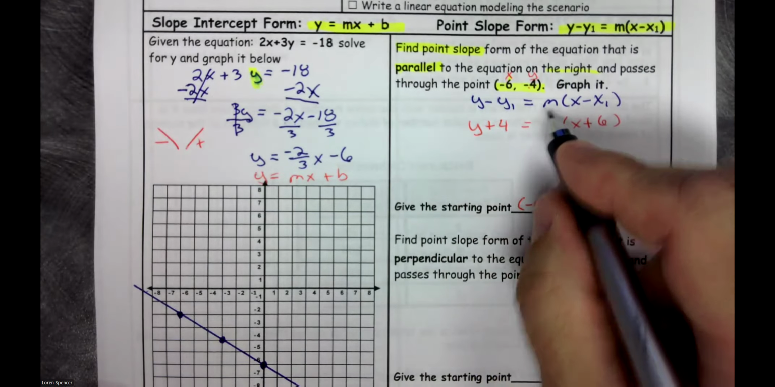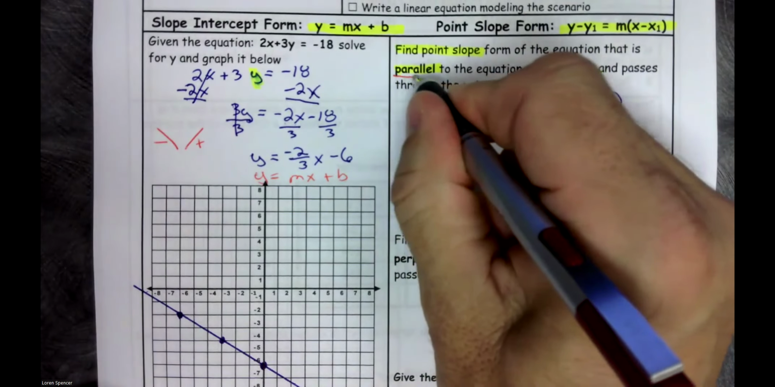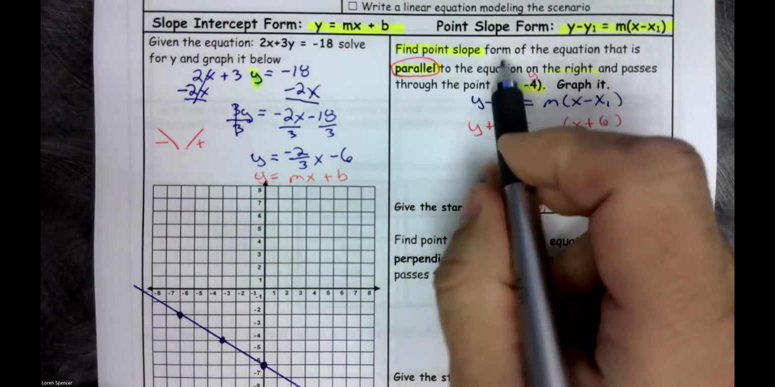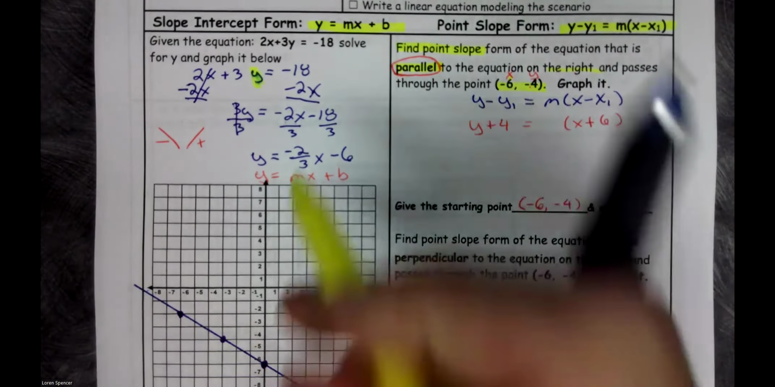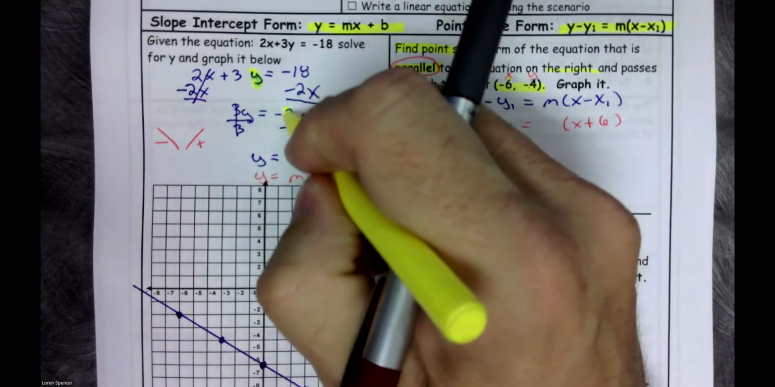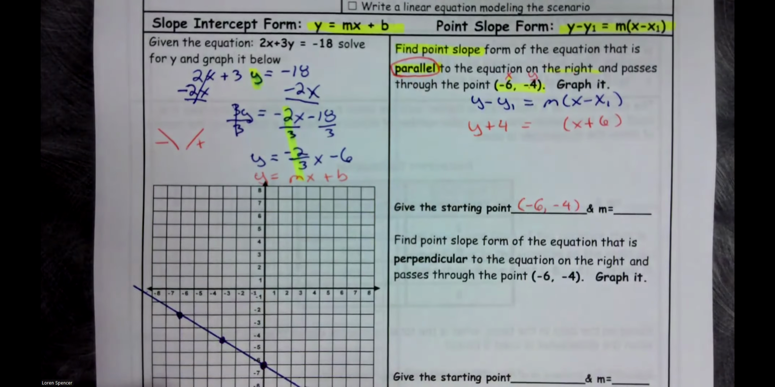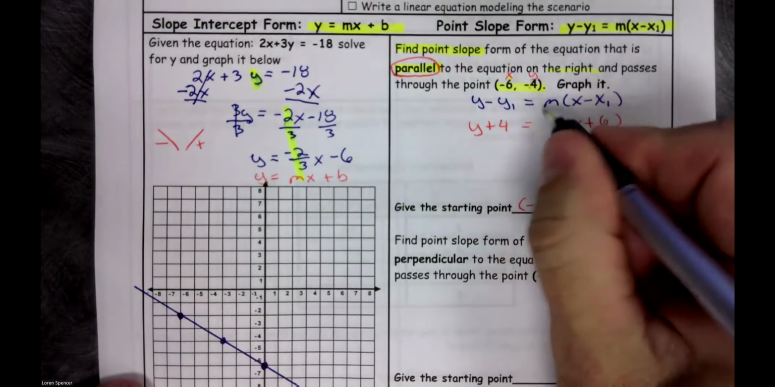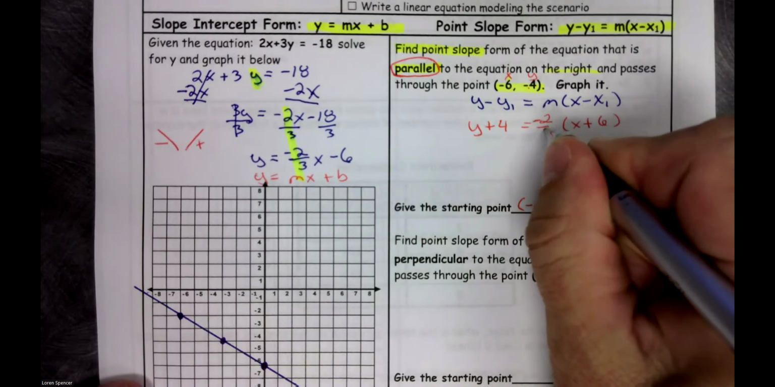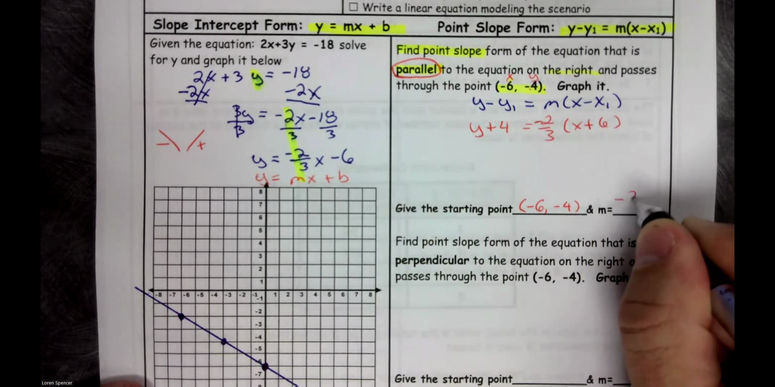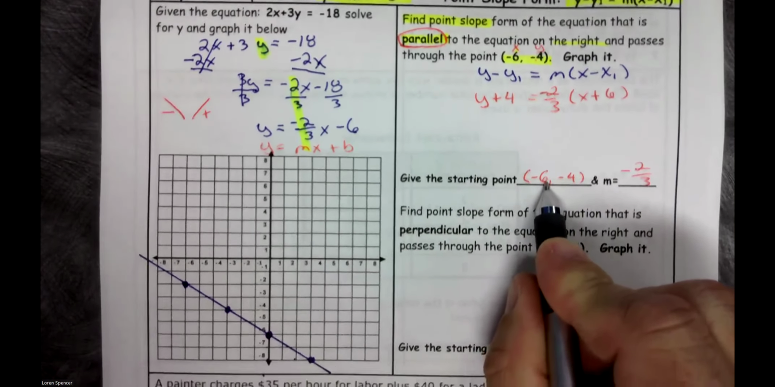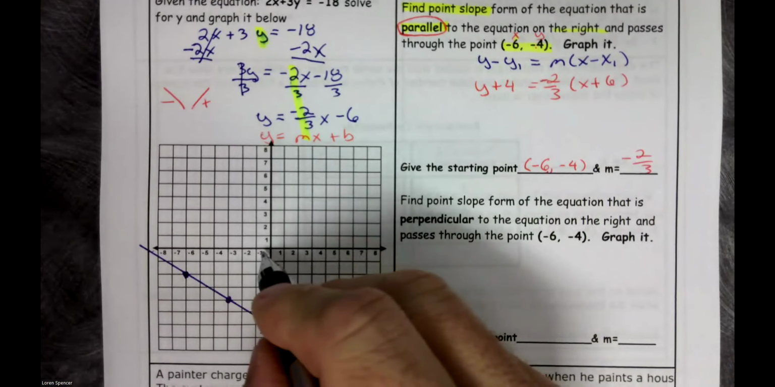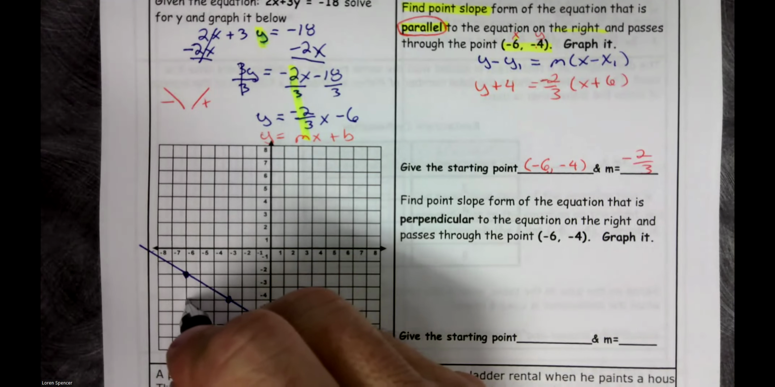But we still need our slope. But they told us it was parallel to the equation to the right. Well, if it's parallel, it must have the same slope. So our slope over here was negative 2/3. So we're just going to plug in negative 2/3. And we now have our equation. Okay, our starting point. We start at negative 6, negative 4. So negative 6, negative 4, that's right here.